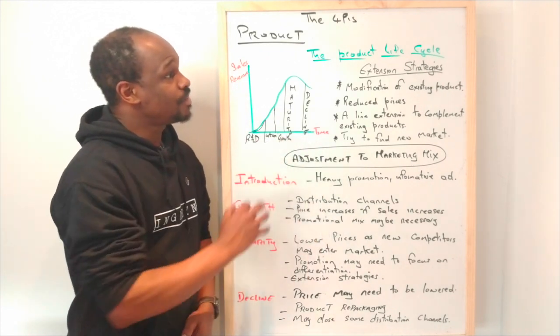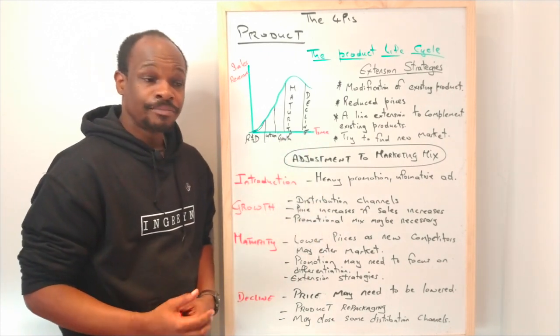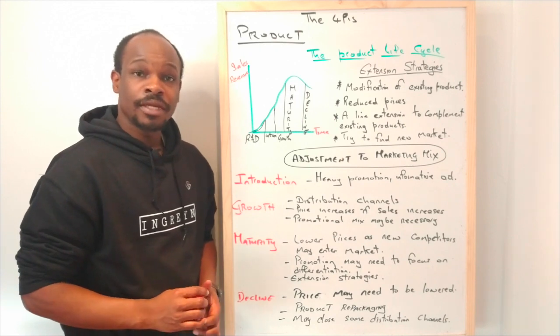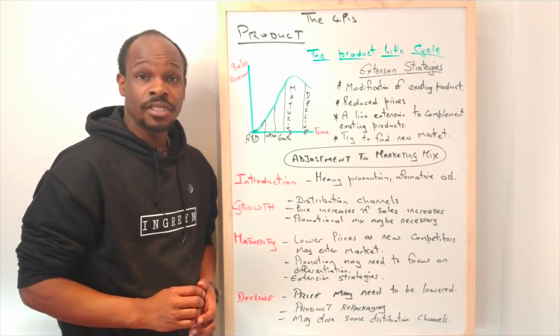Okay, so this is basically the product life cycle. Next time we're going to be looking at the BCG matrix.